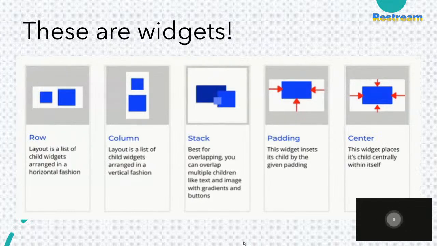Same with column. Column layout is a list of child widgets arranged in a vertical fashion. Before knowing row and column, it is important to know what child and children are, like in other languages how parent class and child class are there. These widgets are children of a total container, the total widget hierarchy. These individual widget elements are children which are arranged in columns in a vertical fashion. So, stack.